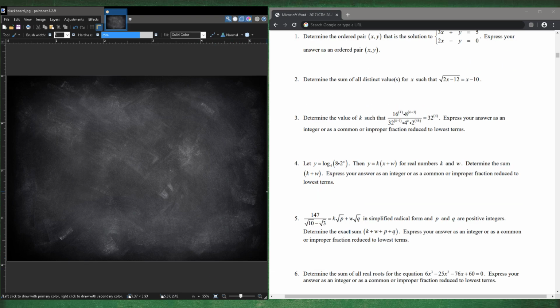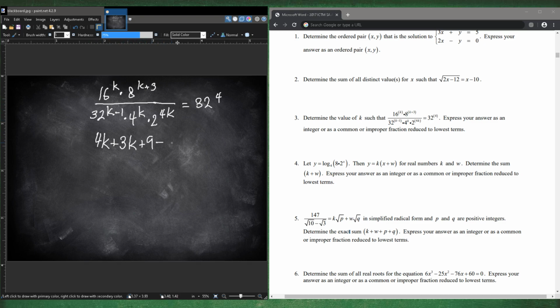Okay, number 3. Determine the value of k such that 16 to the power of k times 8 to the power of k plus 3 divided by 32 to the power of k minus 1 times 4 to the power of k times 2 to the power of 4k is equal to 32 to the power of 4. Using exponent rules, anything with the same base when you're multiplying is actually adding. 16 is 2 to the power 4, so 4k, and 8 is 2 to the power 3, so that's 3k plus 9.